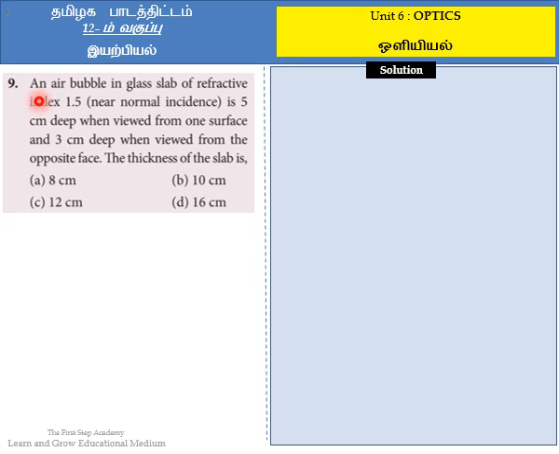The question: an air bubble in glass slab of refractive index 1.5 near normal incidence is 5 centimeter deep when viewed from one surface and 3 centimeter deep when viewed from the other or opposite surface. The thickness of the slab is, given options: option A 8 centimeter, option B 10 centimeter, option C 12 centimeter, option D 16 centimeter. So first we'll imagine the question exactly.